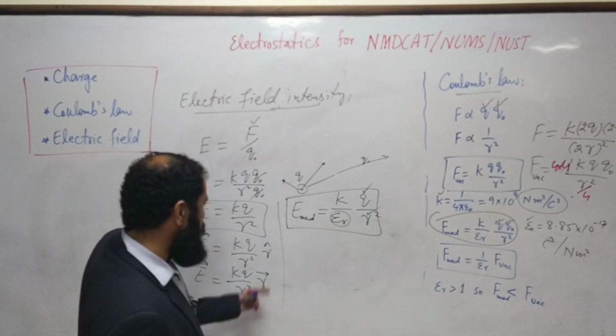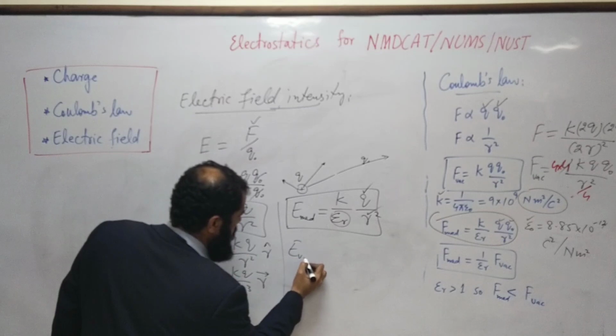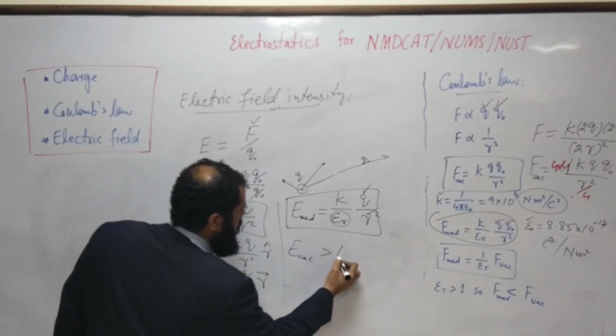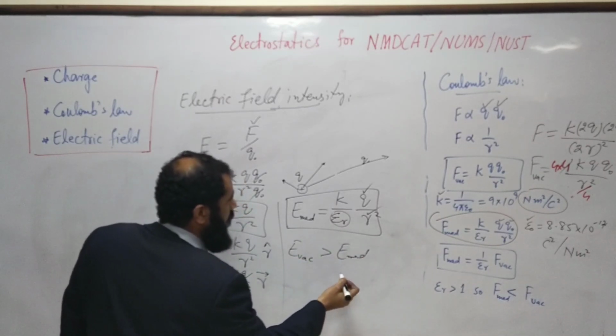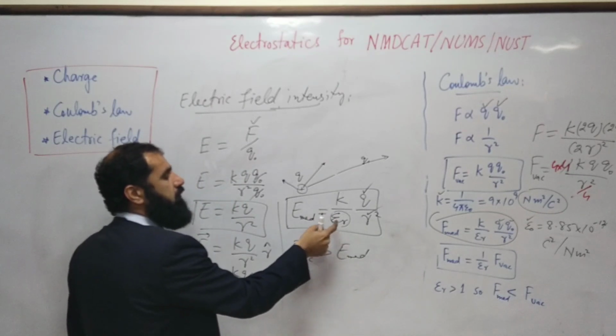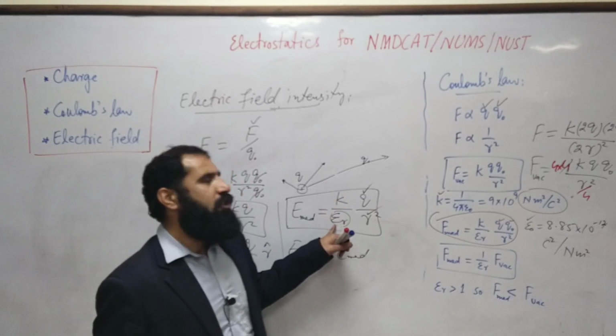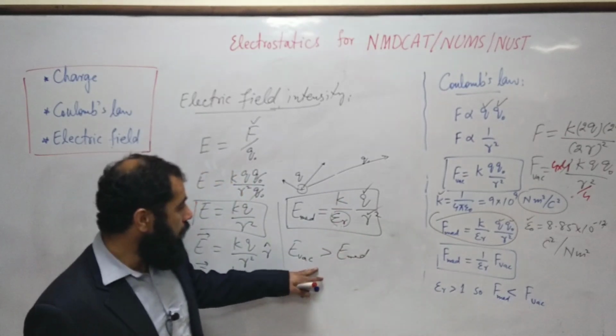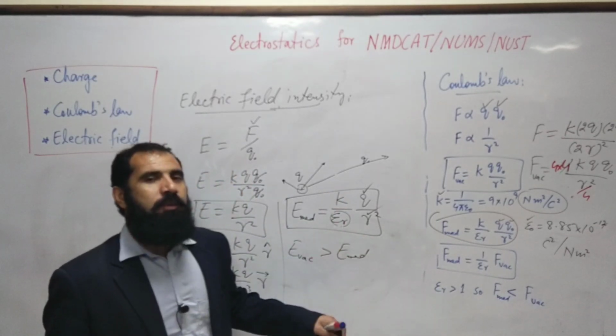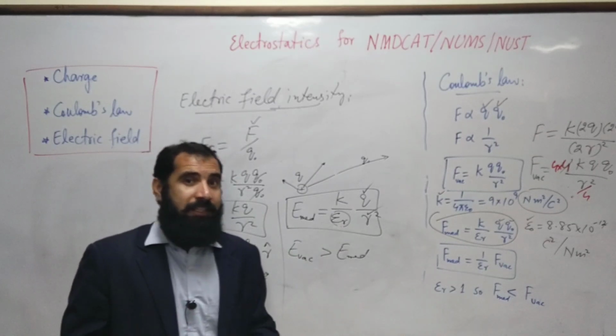If it is free space, it is more in vacuum than in any medium. And once again, that is because this epsilon r is always greater than 1, and it is in the denominator. So the field gets weaker when the charged particle is inside some dielectric material.